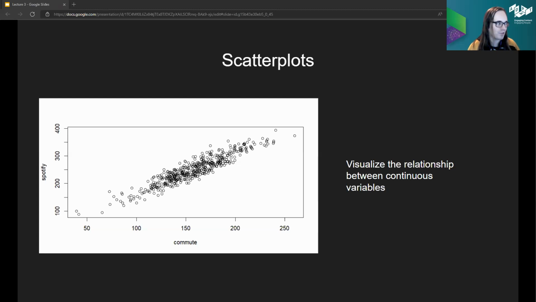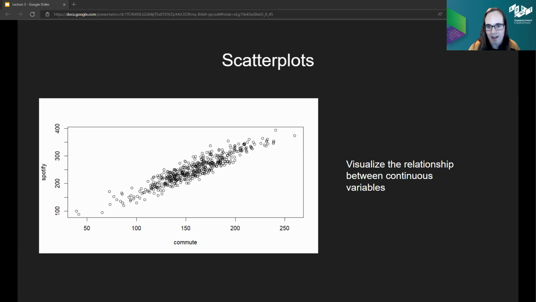So back to this example, the commute time and Spotify time. I could say that commute time and Spotify time are related, that they rise and fall together. But I can't say that that's evidence that commute time influences Spotify time. I can't say that as commute time increases, that causes Spotify time to increase. Something else might be influencing both, like maybe people who make a lot of money commute longer for their job and also listen to more Spotify. Or maybe there's some other variable that's influencing both.